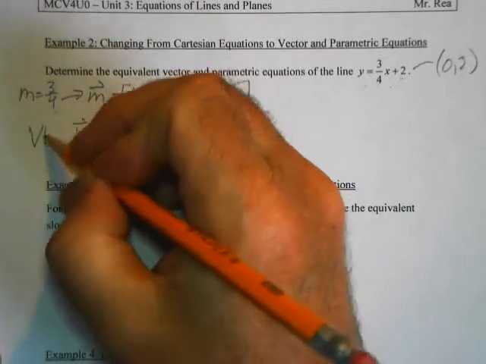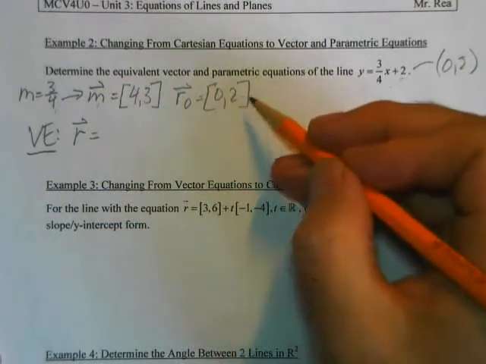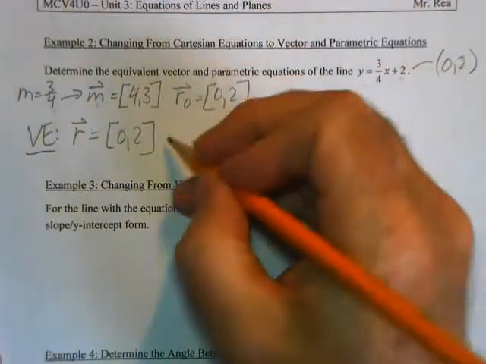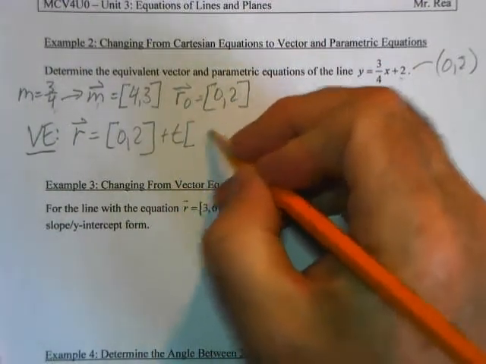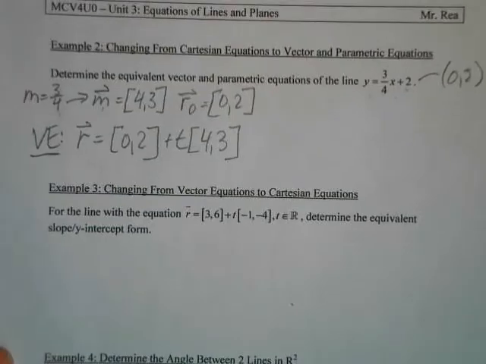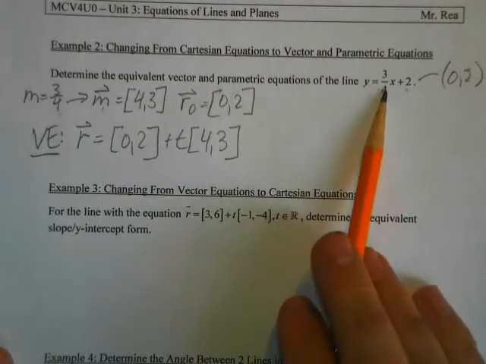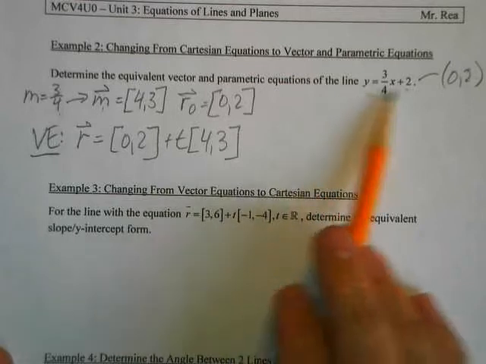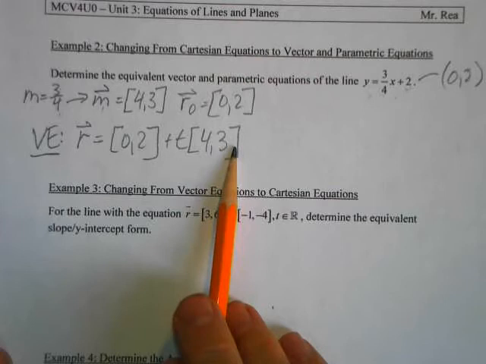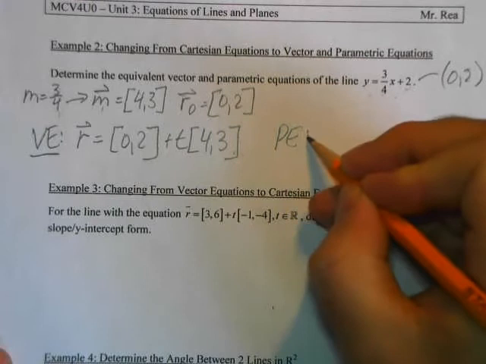Maybe I'll just put my VE here. So a vector equation is r equals, and then I start with my position vector, 0, 2, and then a scalar multiple of the direction vector, 4, 3. Okay, so that should make sense. We just reinterpreted what the slope meant in terms of a direction vector and used the y-intercept as our position vector.